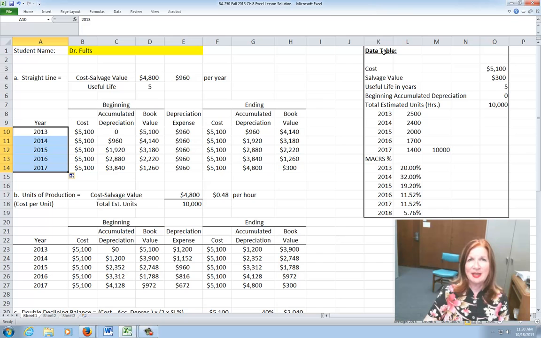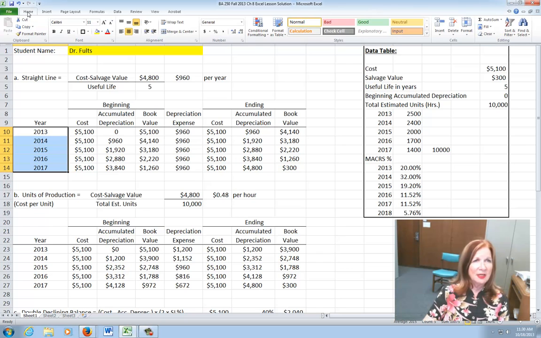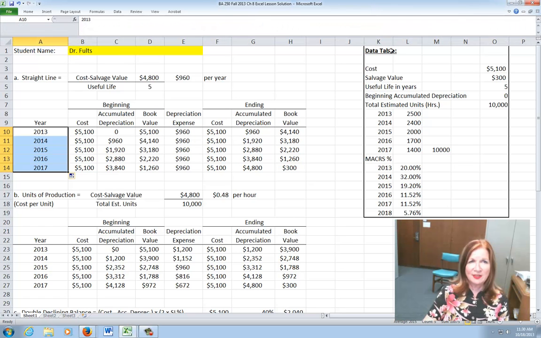Now, your first step after putting in your name is to come over, and I put mine in K. Yours doesn't have to be that far over if you don't want to, but I just typed data table colon, underlined it, and then did bold. So over here in Home, I did the bold, I did the underline, and that's what's on this first line for the data table.